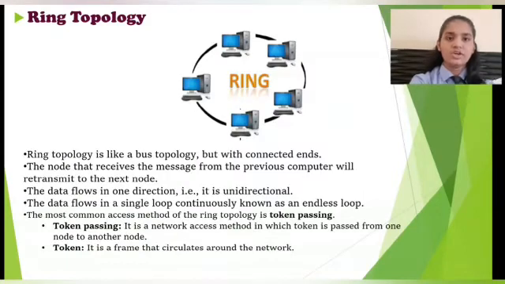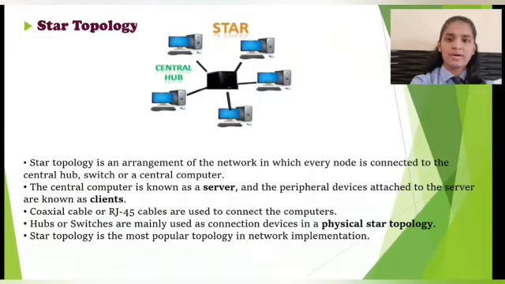Next one is ring topology. A ring topology is like a bus topology but with connected ends. The node that receives the message from the previous computer will transmit to the next node. The data flows in one directional, that is unidirectional. Data flows in a single loop continuously, known as an endless loop. The most common access method of the ring topology is token passing.